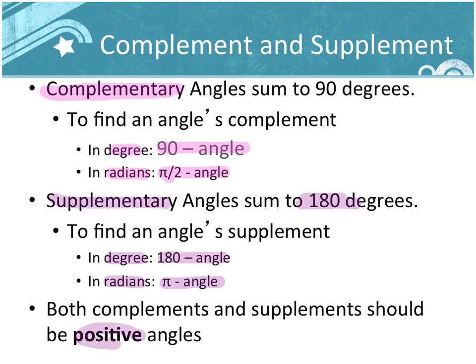Both complements and supplements should be positive. So let's just say there's an angle that's 100 degrees, and you go to find the complement and you do 90 minus 100, you get a negative 10. That is not an answer you can give. So a complement and a supplement has to be positive. If it's bigger than 90, you would say it doesn't have a complement. And if it's bigger than 180, you would say it doesn't have a supplement.